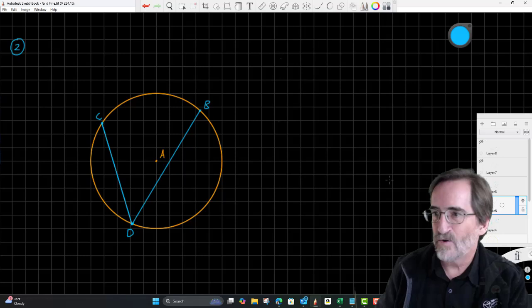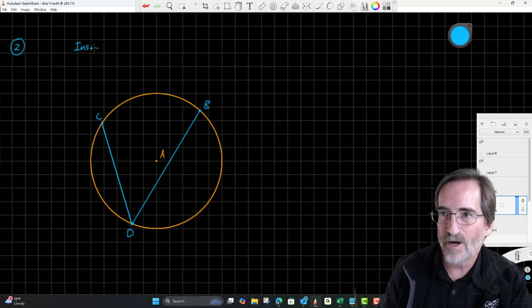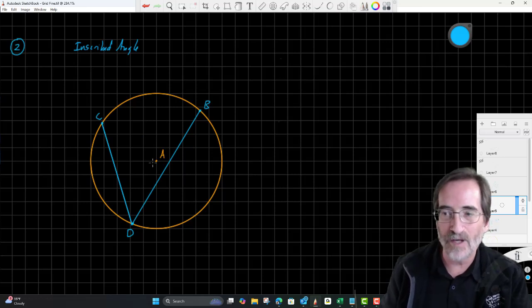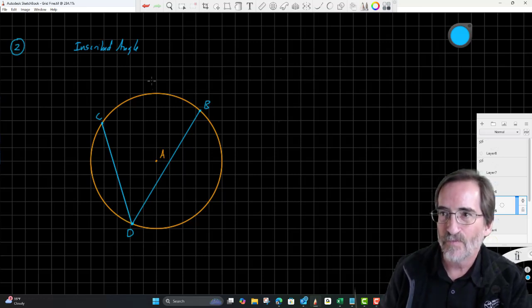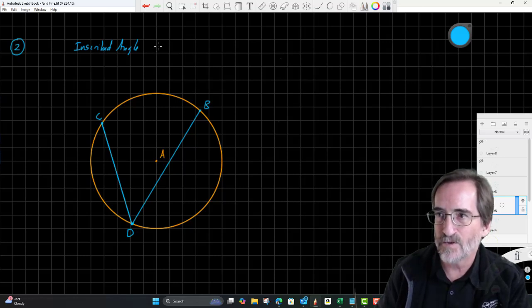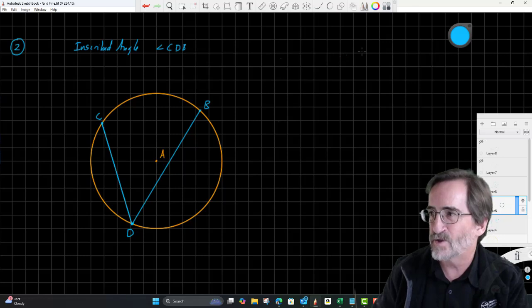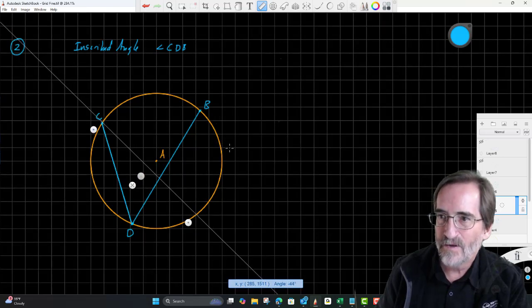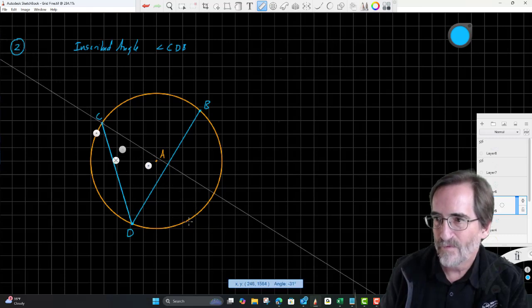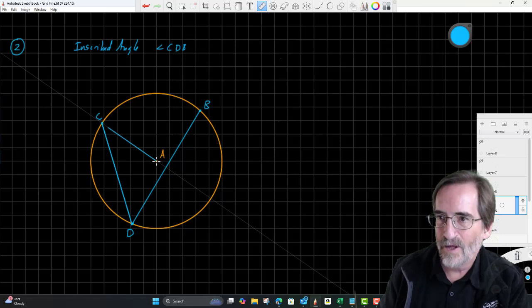Okay, so let's go now to our second case. This case is called an inscribed angle. Notice the inscribed angle has its vertex not at the center A, but at a point on the circle. So it connects 2 other points on the circle. So the vertex is on the circle. So the angle CDB is an inscribed angle. And let's go ahead and draw the central angle CAB. Let's draw CA and CB.